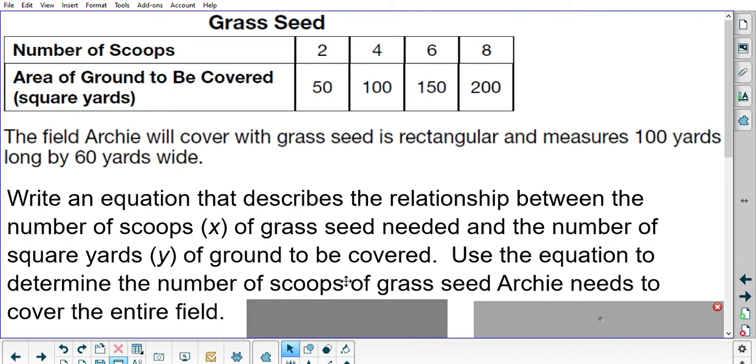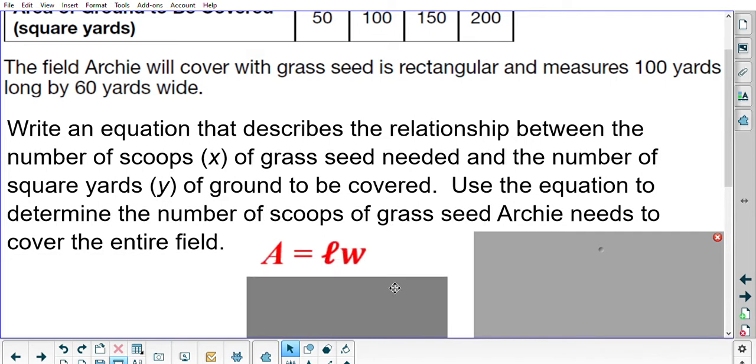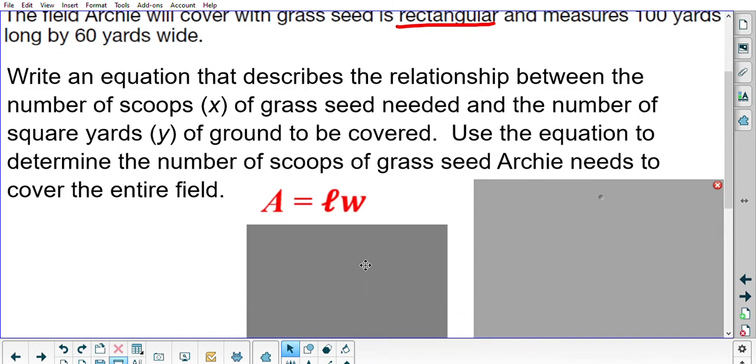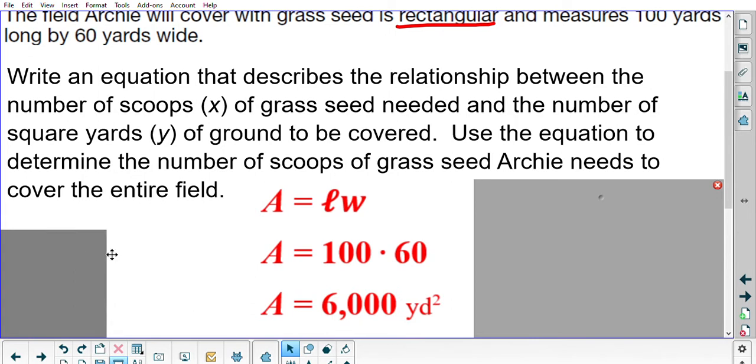All right, I hope you have already done this on your own. The very first thing I would do is I would take those measurements of 100 yards and 60 yards, and I would find the area. And since it is a rectangular field, then we're going to use the area formula of a rectangle, which is really simple, something you learn in elementary school, length times width. So 100 times 60 means it's going to be 6,000 square yards that we have to cover.